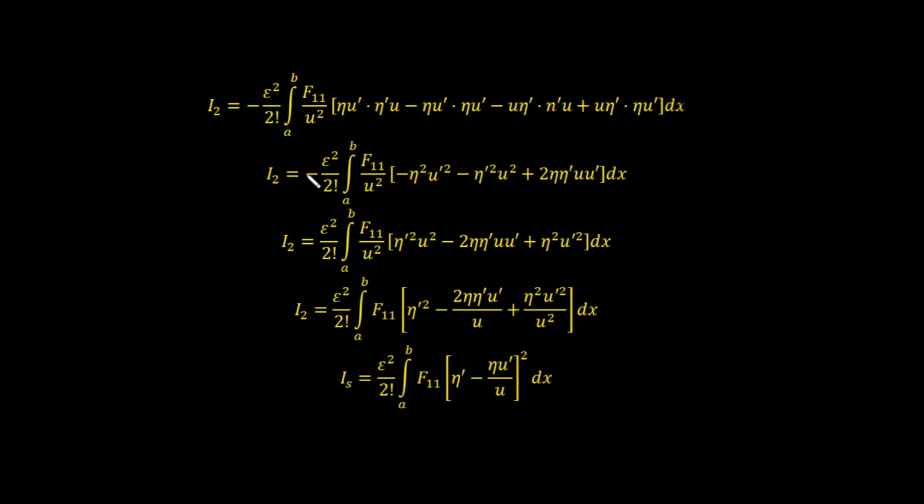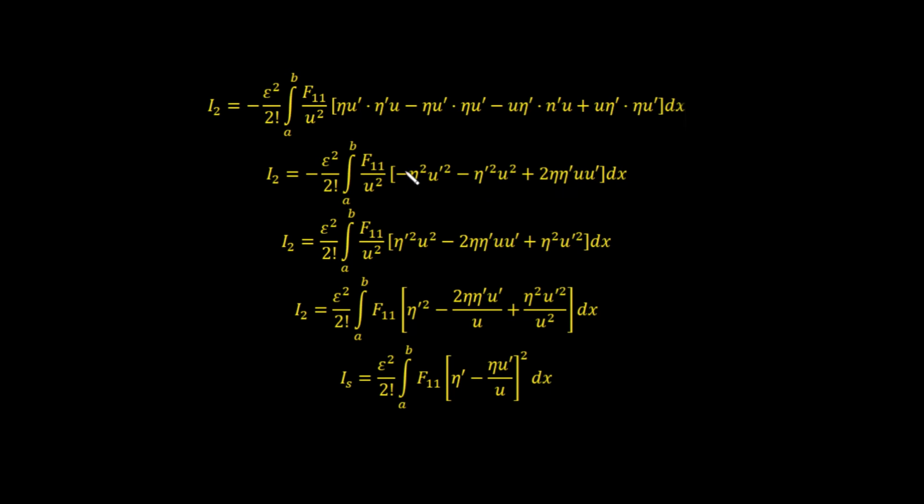We're going to have the minus epsilon squared upon 2 factorial, the integral from a to b of F11 upon u squared. So that's just the same as above. Now we're going to multiply these out and gather the like terms. You can see that this term here is just the same as this term here. So we're going to have our eta u derivative plus eta derivative u. And you can see we've got our eta and our u derivative, and our u derivative and our eta there as well. So this term is just the same as this term, so we're going to have two of these.